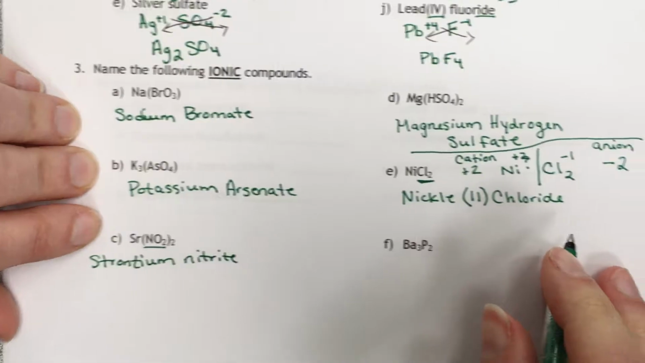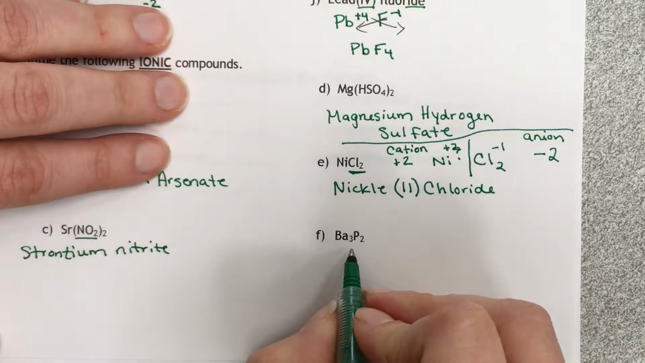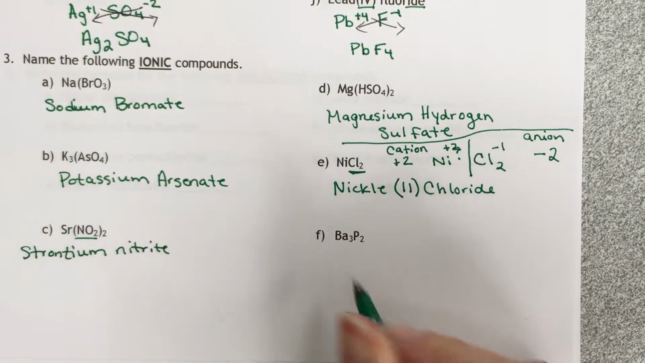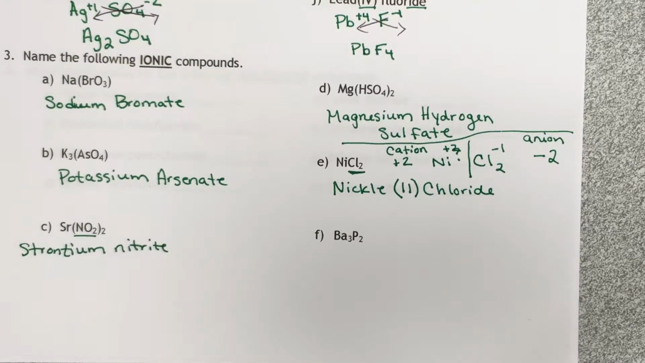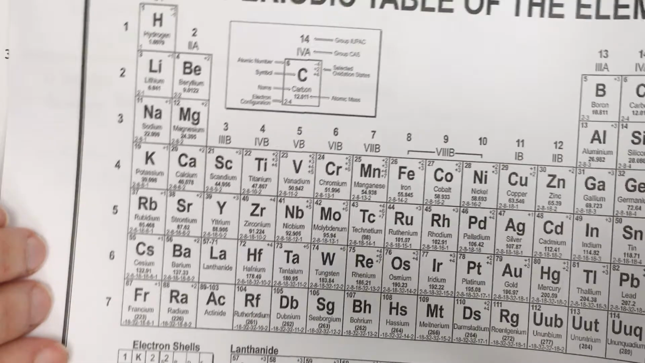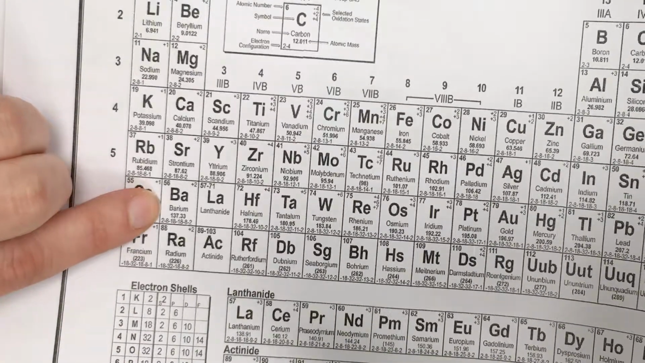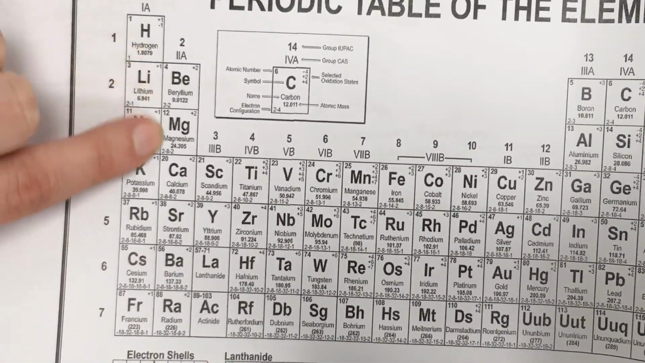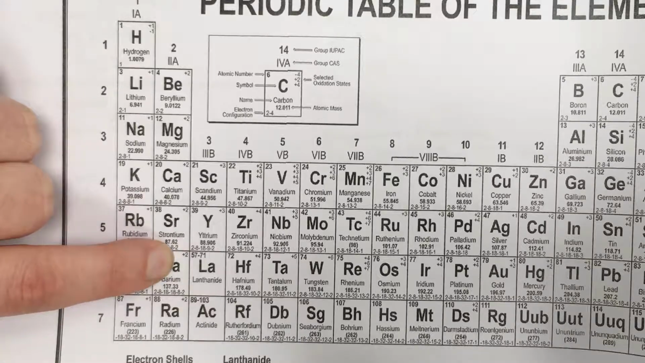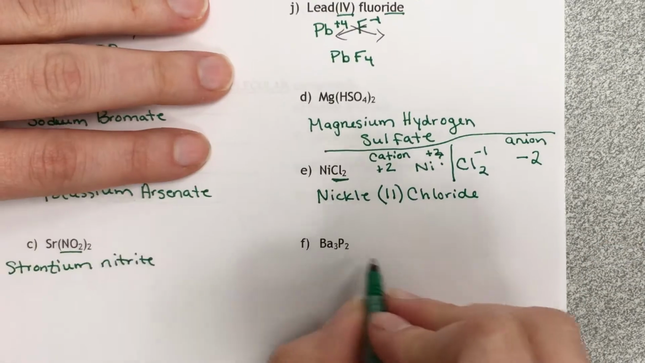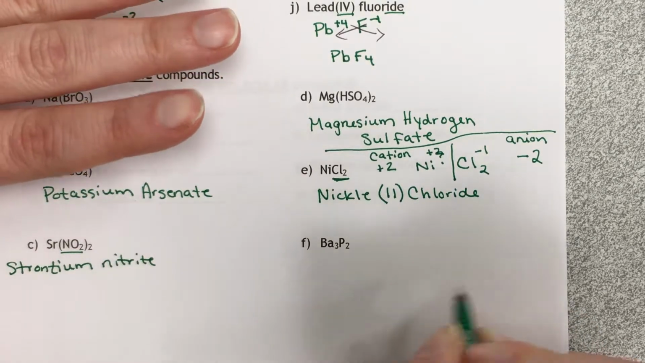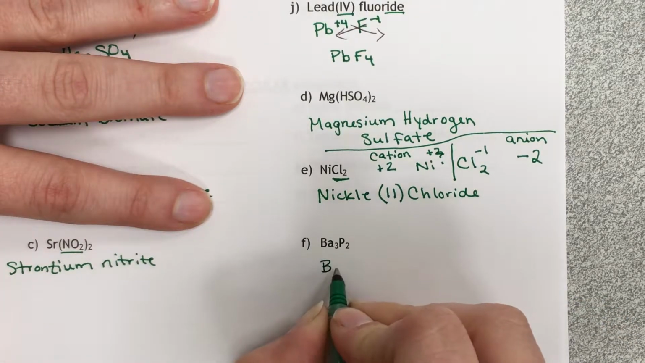Now you have Ba3P2. So Ba is not ammonium, so it's going to be on the periodic table. So barium is right here. And it's in group 2, it's in the S block, so we don't really have to worry about multiple charges. So it's a +2 charge. What I'm getting at is we don't need a Roman numeral for this. We just call them their names.